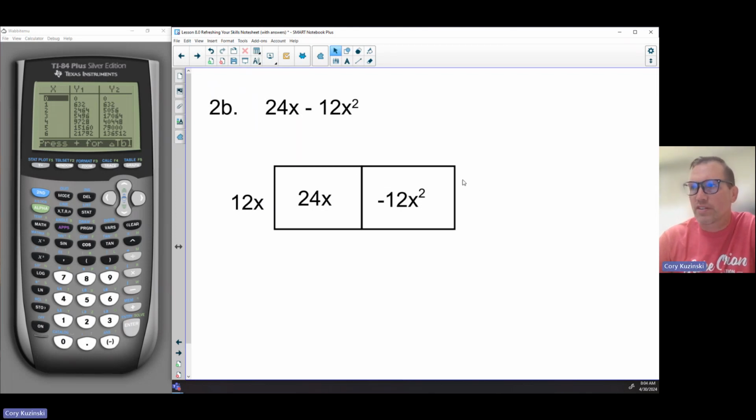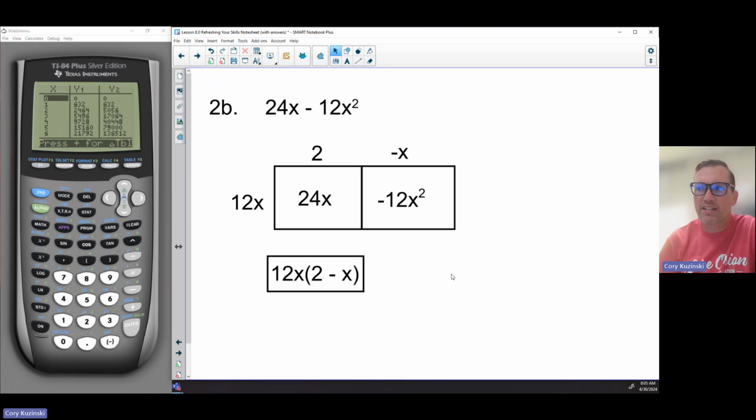All right, so now we need to figure out the width. Okay, so we're thinking 12x times what gives us 24x, or 24x divided by 12x. Fact families should give us this answer. 24 divided by 12 is 2, and x divided by x is 1. So 12x times 2 is 24x. All right, and then over here, negative 12 divided by 12 is negative 1, right? And then x squared divided by x is x, or x times x is x squared. So when we write this in factored form, it's going to be 12x times 2 minus x.